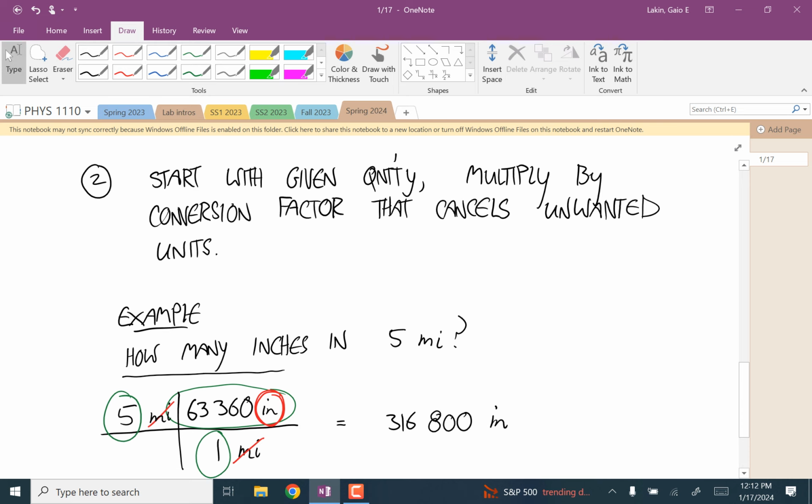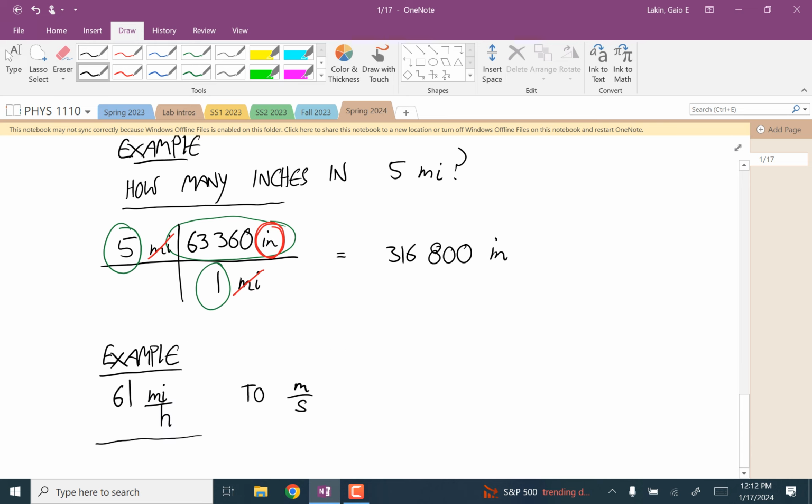Oh, and I sort of glossed over this, but this notation I'm using here, if you haven't seen this before, it's just a way to save pen strokes. This means the same thing as 5 miles times 63,360 inches divided by 1 mile. I'm just replacing those parentheses by doing it all on a single fraction bar and then replacing the parentheses with just vertical lines. Okay.